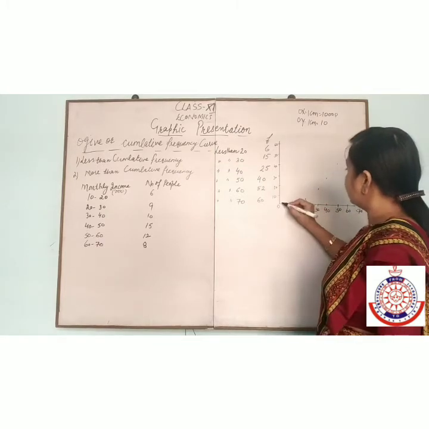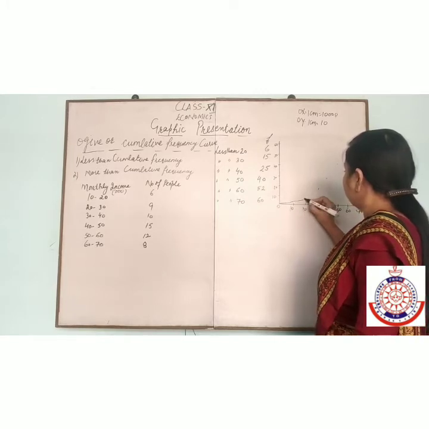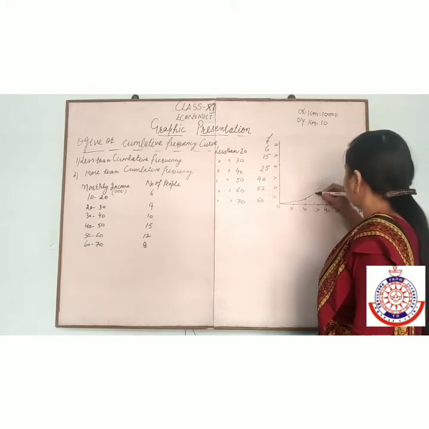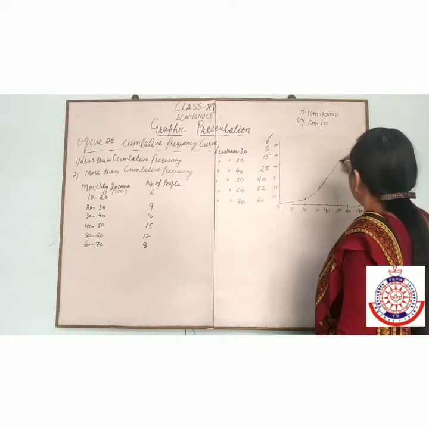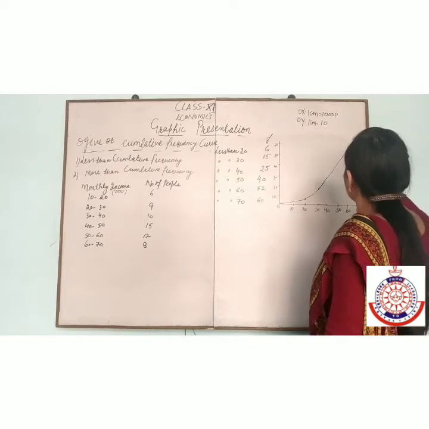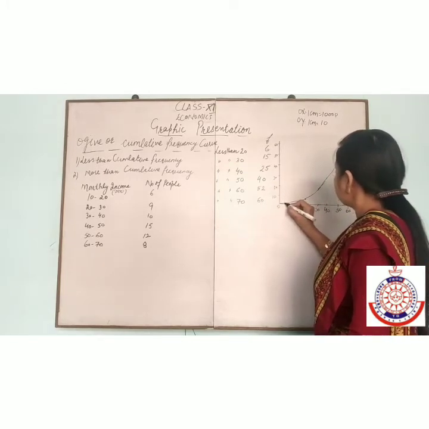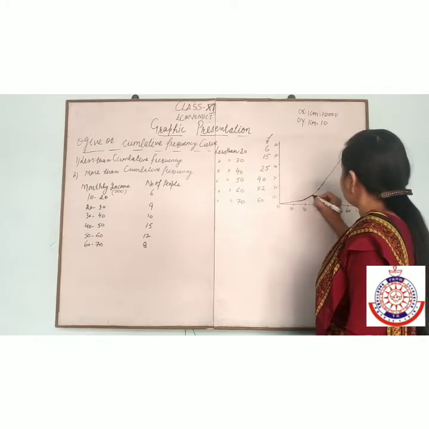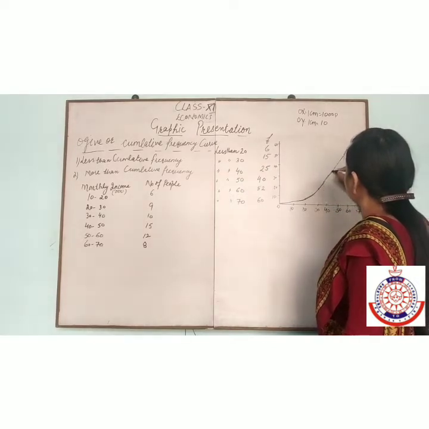If we join all these points with a freehand curve, that is known as the less than ogive. It will be an upward sloping less than ogive because here the frequency is continuously rising. So this is our less than ogive.